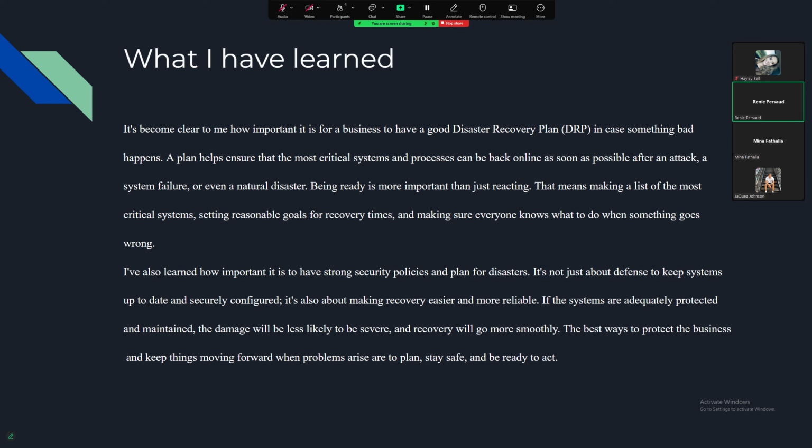I also learned how important it is to have strong security policies and plans for disasters. It's not just about defense; keeping systems up to date and securely configured is also about making recovery easier and more reliable. If systems are adequately protected and maintained, the damage is less likely to be severe and recovery will go more smoothly. The best ways to protect the business and keep things moving forward when problems arise are to plan, stay safe, and be ready to act.